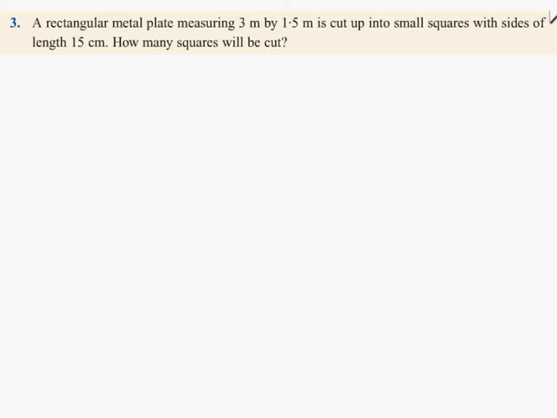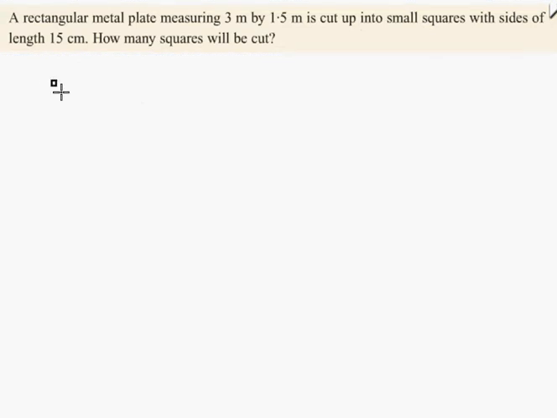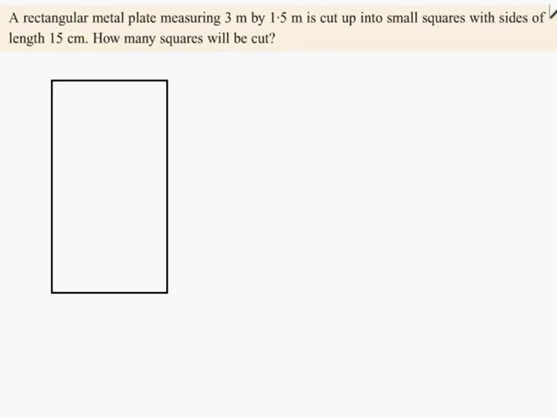Is there any question on that last one? Okay, Barry. A rectangular plate. What is the first thing you'll draw? Rectangle. And it'll be 3 by 1.5. Okay. It's cut up into small square pieces with sides of length 15. Meters and centimeters, they're not compatible, are they? So let's change meters into centimeters. What's 3 meters? 300 centimeters. And 1.5 meters? 150 centimeters.